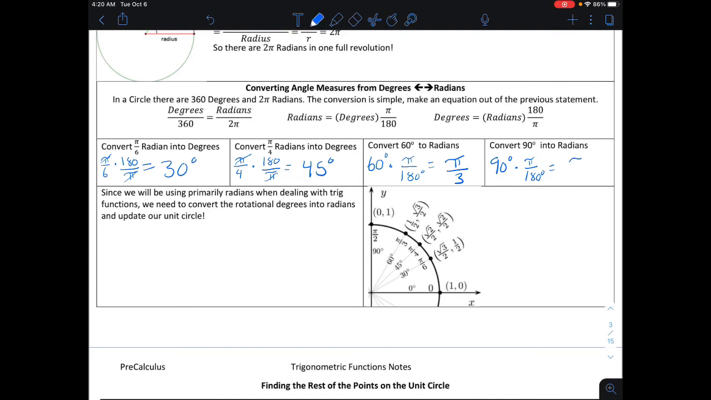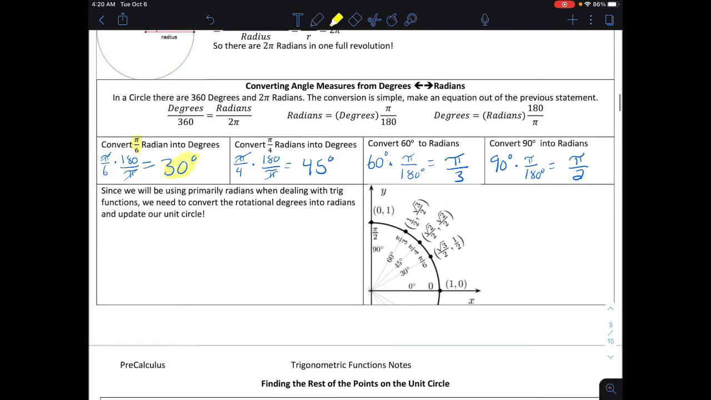So 90 pi over 180 becomes pi over 2. And then we update our unit circle with these values. So 30 degrees is equivalent to pi over 6. So 30 degrees, pi over 6.